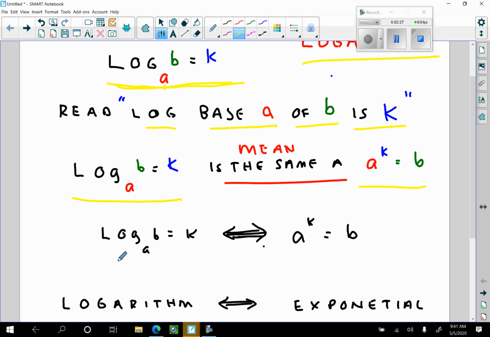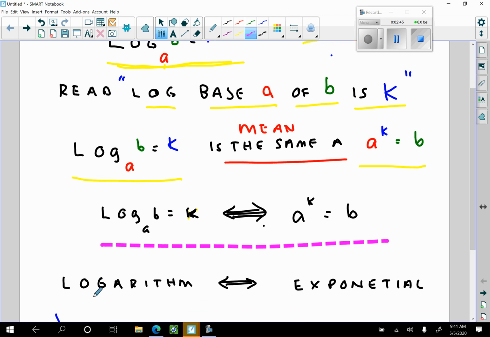So this is my definition. Log base A of B is equal to K if and only if A to the K is B. And what do I have here? I have a logarithm expression that is equal to an exponential expression. I have a logarithm equation that is equal to an exponential equation.